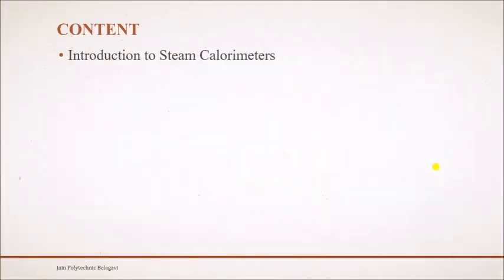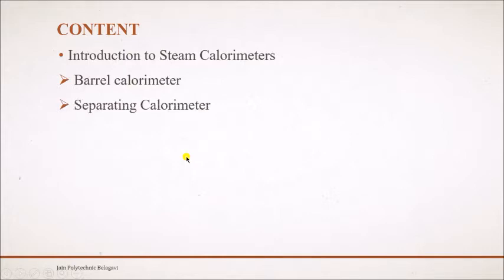In the same way, in this video we'll be covering the introduction to steam calorimeter. We'll highlight what we mean by the steam calorimeter, and then we'll be studying the apparatus: the first one, barrel calorimeter, and the separating calorimeter. Here the steam calorimeters are used to find out the dryness fraction. Okay, so first let's go through the introduction part.